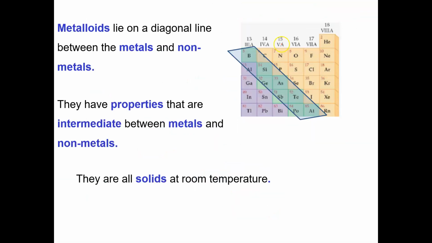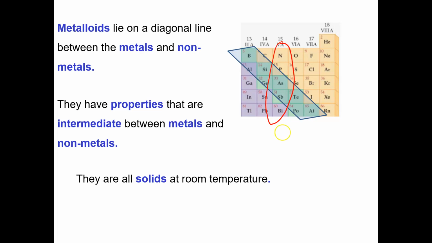Okay, so just pointing that out here. These guys there, group 5A, are the pnictogens. Okay, the metalloids lie on a diagonal line that separates the metals from the nonmetals. These are highlighted in green here, and they have properties that are intermediate between metals and nonmetals. All of them are solids at room temperature.